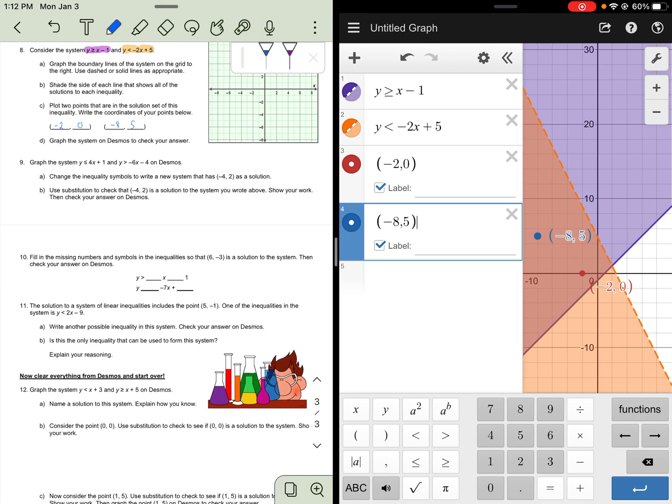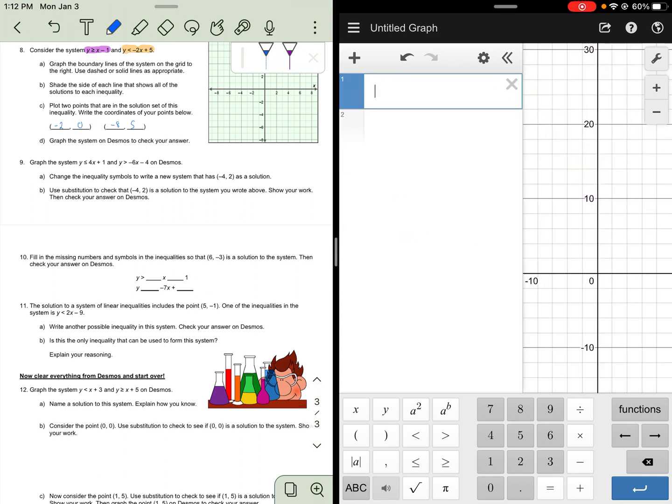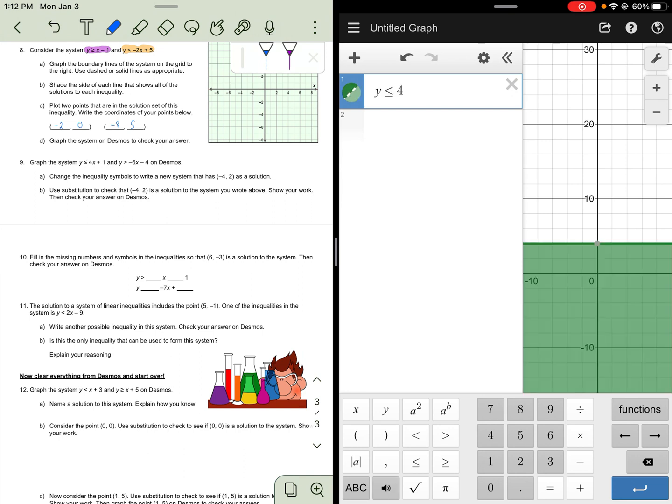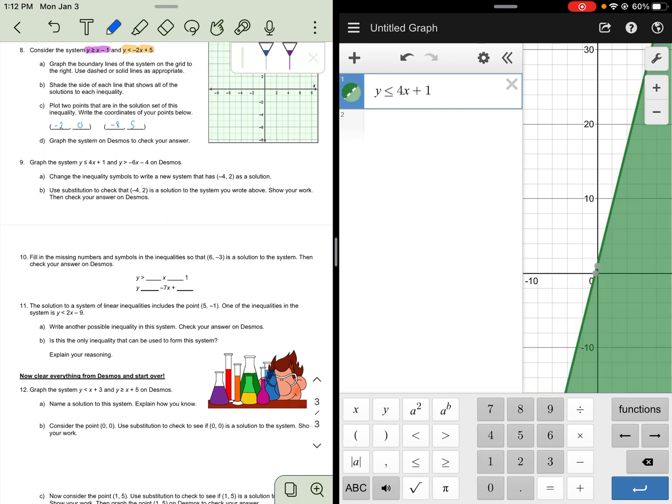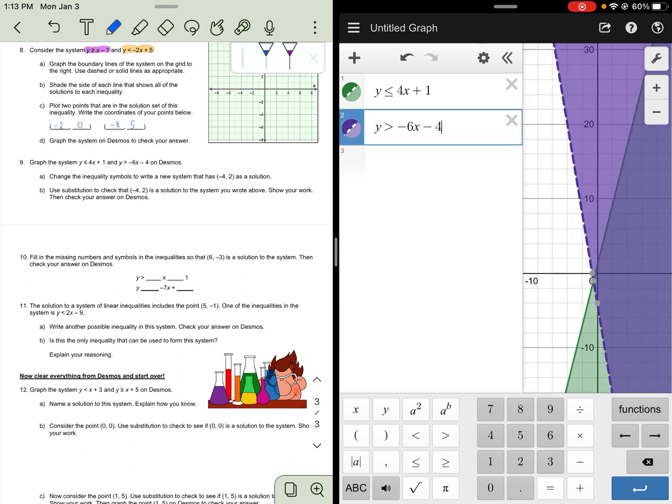Number 9, graph the system. So we have another system here. Now you should be graphing these by hand and then checking with Desmos, but it's just about graphing lines using your slope and y-intercept. So I think you guys can probably do that. Okay. And we have y is greater than -6x minus 4. If you're struggling graphing lines, then you've got to make sure you ask me questions about that, because if you can't graph these lines, you can't get these problems right.